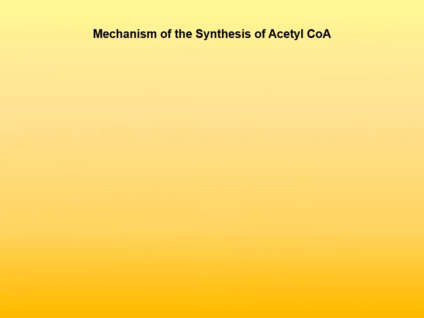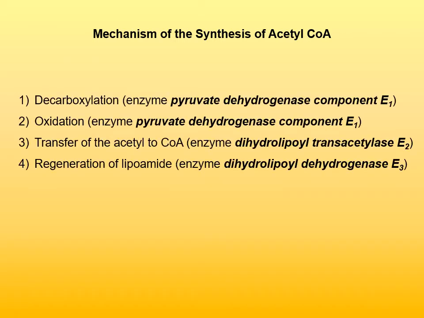The conversion of pyruvate into acetyl coenzyme A consists of 3 coupled steps and is followed by a 4th step, and that's regeneration of lipoamide. So the 3 coupled steps are decarboxylation, oxidation, and transfer of the acetyl to coenzyme A. And the final 4th step is regeneration of lipoamide.